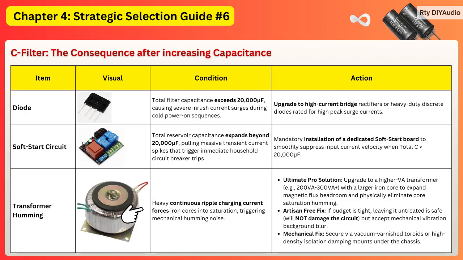Furthermore, this continuous, heavy ripple charging current forces your transformer's iron cores straight into magnetic saturation, triggering an aggressive mechanical hum.